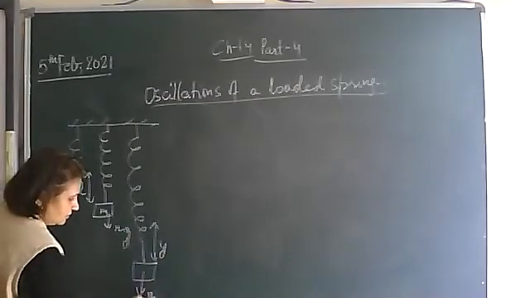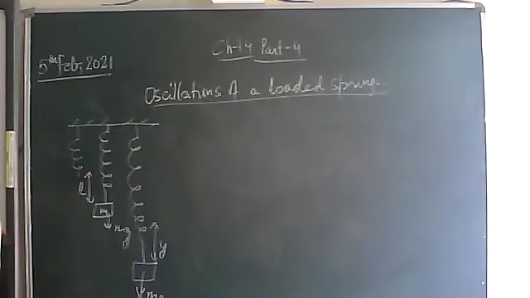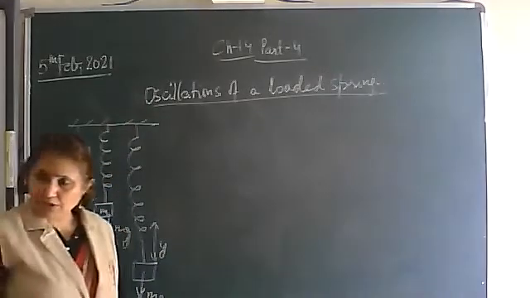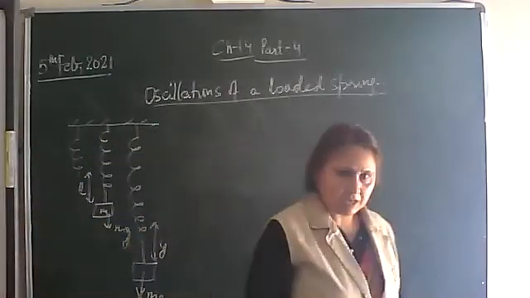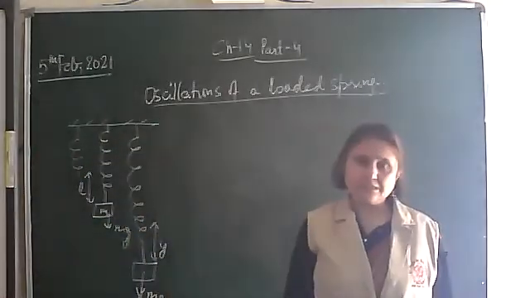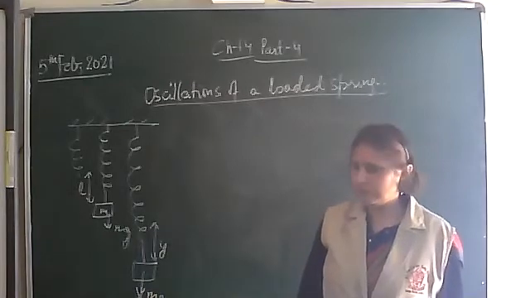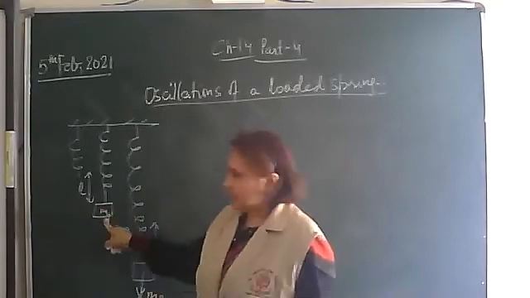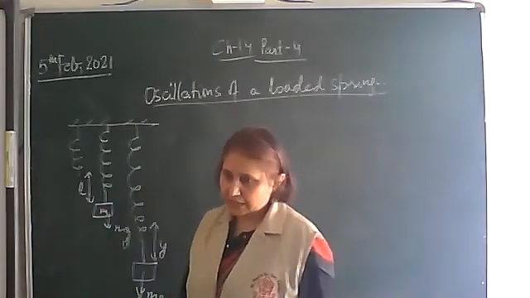Pulled downward and then released. So what will happen? It will start oscillating about its mean position. And these oscillations will be simple harmonic. Again, we are going to prove that the acceleration is directly proportional to the negative of the displacement. When it is loaded by a mass m, its length is increasing by l.